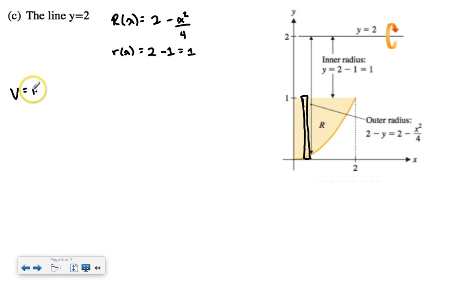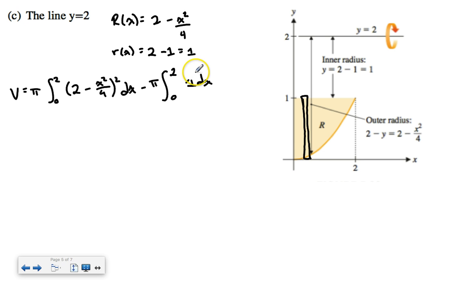Okay, and so my volume is going to be pi, and we're going to break it into two integrals again, especially for this one because of this top outer radius. It's going to be a little bit harder to work with. My limits are still going to be from 0 to 2, and it's going to be the integral of 2 minus x squared over 4, squared, dx, minus pi times the integral from 0 to 2 of 1 dx. And that's going to be 1 squared dx.